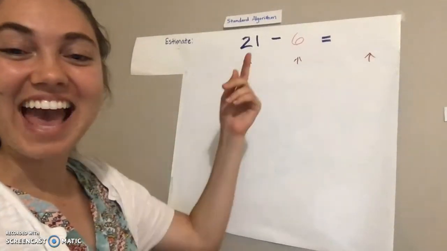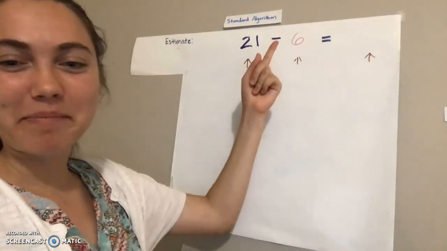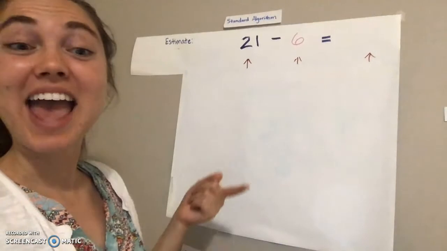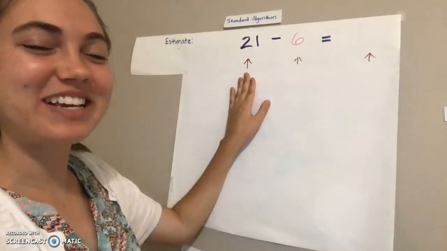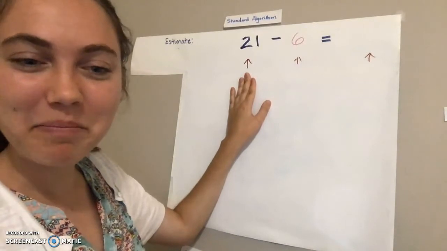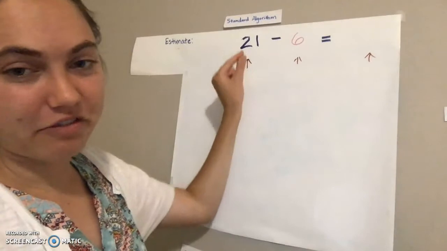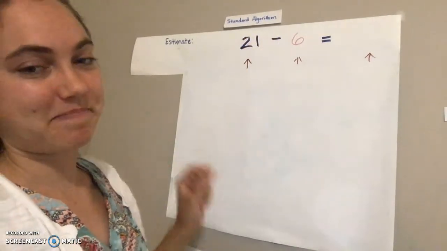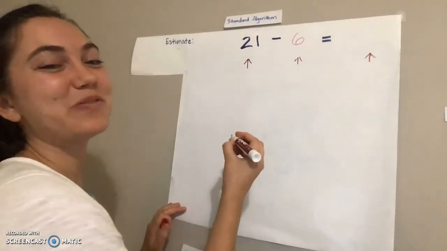Let's take a look at our subtraction problem. 21 minus 6 equals how much? Do you remember our terminology for subtraction problem parts? The number we start with, from which we will take away some, is called the minuend.